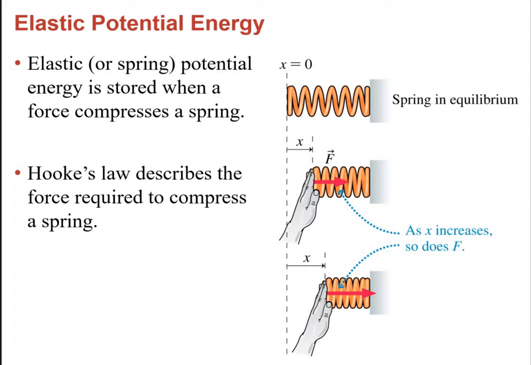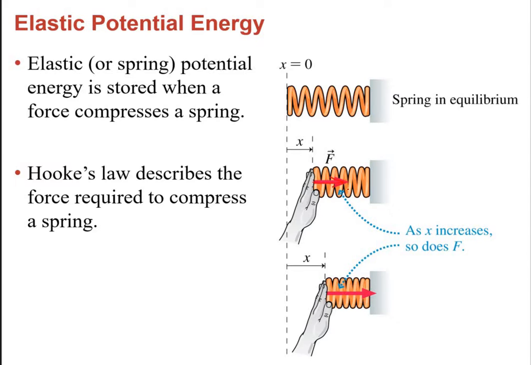Let's talk about elastic potential energy. Elastic potential energy is the energy typically associated with the spring, but it is energy stored in any object that is elastic. So let's say you compress a spring. This is the equilibrium position of a spring, and you compress it. That compression will lead to energy stored in the spring.